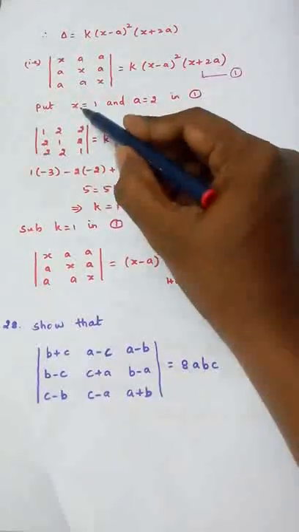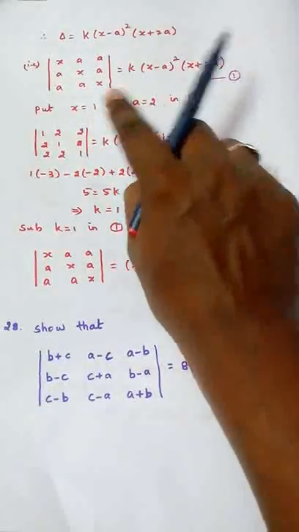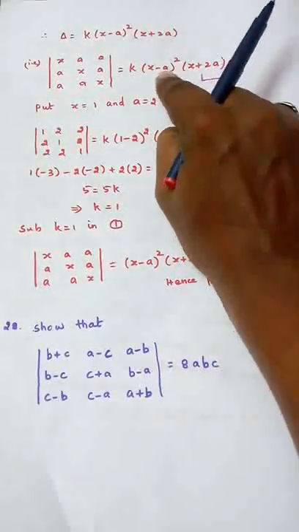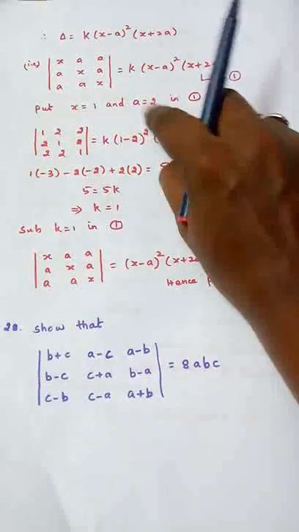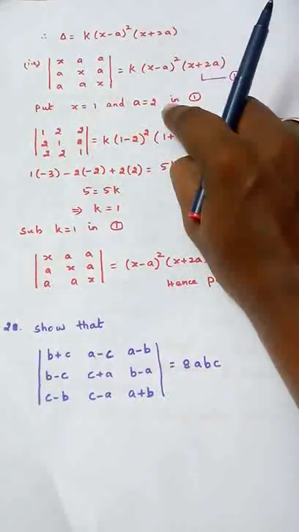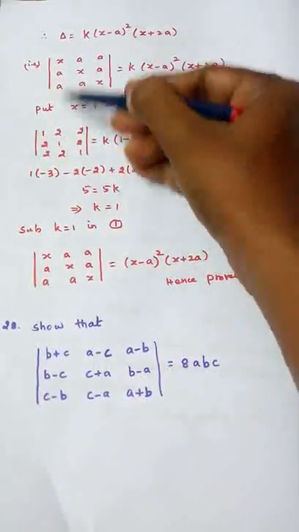So now I am taking x equal to 1 and a equal to 2. I cannot take same values 2, 2, because 2 minus 2 will become 0. Such values I should not take. So I am taking different values, x equal to 1, a is equal to 2. You can choose your own values also. So just substitute these things here.